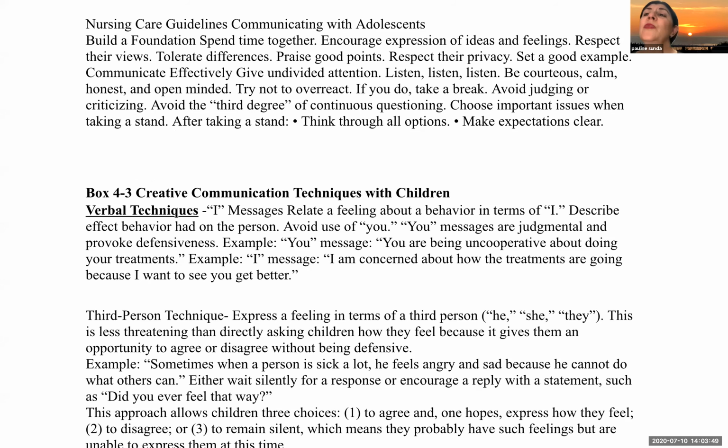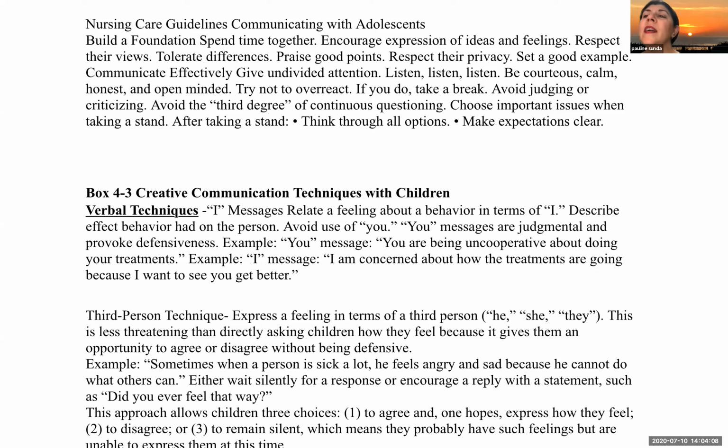Nursing care guidelines: communicating with adolescents. Here you want to build a foundation and spend time with them. Encourage expression of ideas and feelings. Respect their views. Tolerate differences. Praise good points. Respect their privacy. Set a good example. You want to communicate effectively.